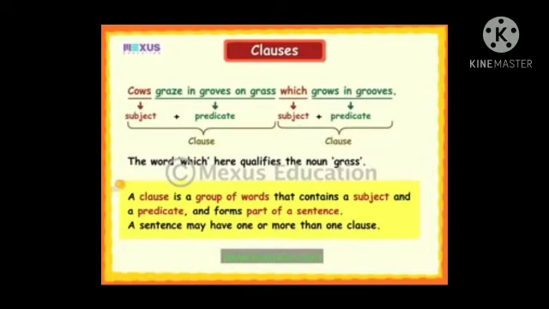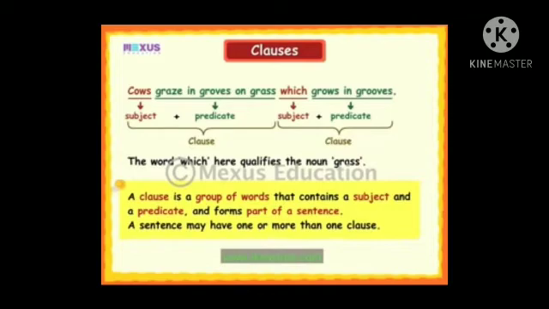Cows graze in groves on grass which grows in groves. In this sentence, two clauses are there. Here, cows is the subject. Graze in groves on grass is a predicate. In the second clause, which is a noun here, qualifies as the subject, and grows in groves is a predicate. So the word which here qualifies the noun grass.